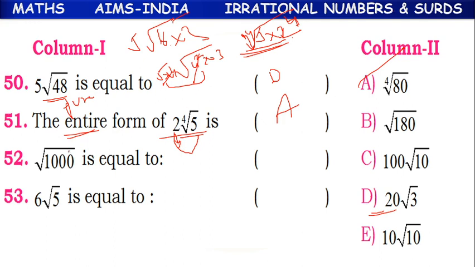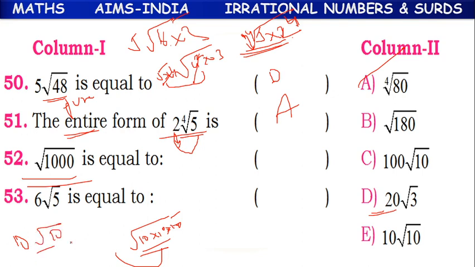Next. Root 1000 is equal to? How can we write it? 10 into 10 into 10. For 2 tens, 1 ten will come outside. It will become 10 root 10. So E option is the correct answer.